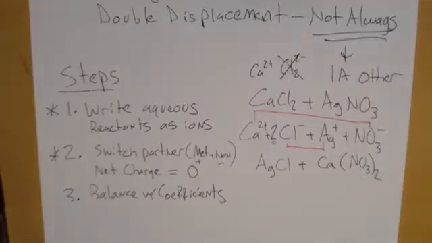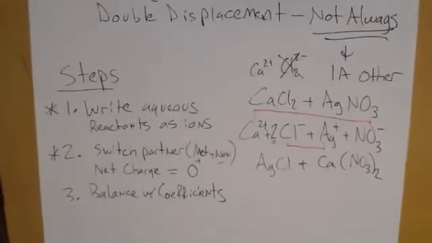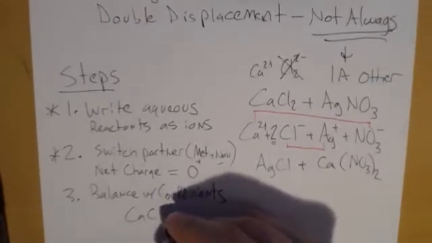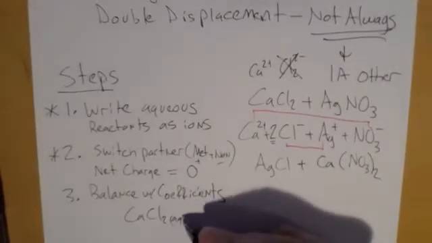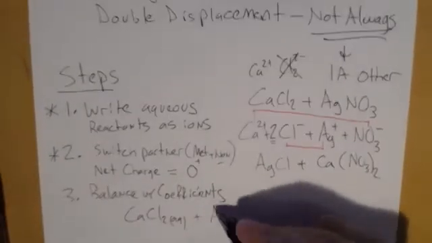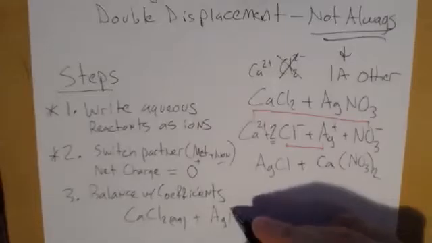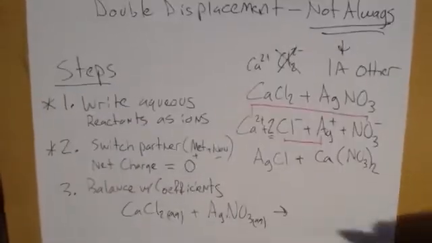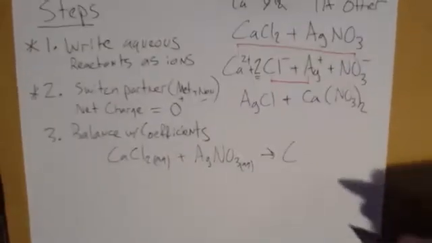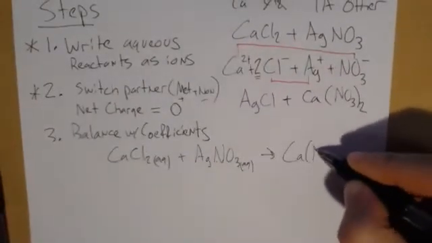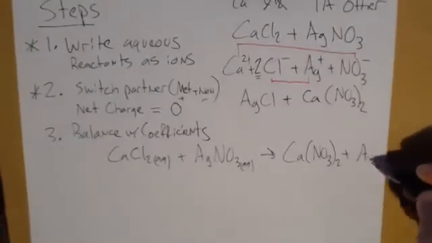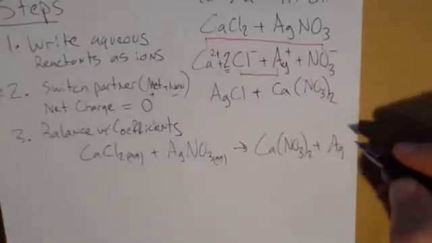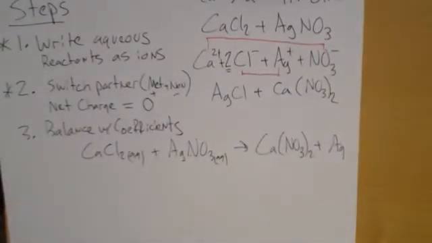So now I want to write the whole thing. I'm going to write the reactants, calcium chloride, and these were provided to me as aqueous, and silver nitrate, AgNO3 aqueous, goes to Ca(NO3)2 plus AgCl. And so I'm going to balance with coefficients.